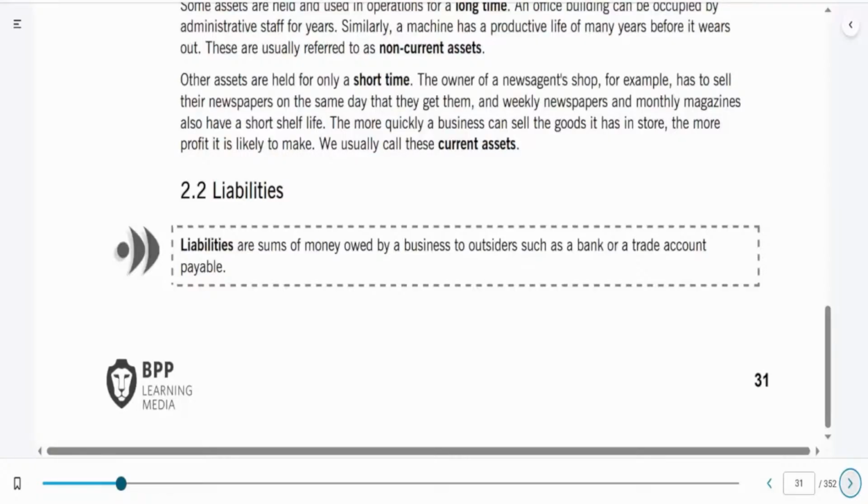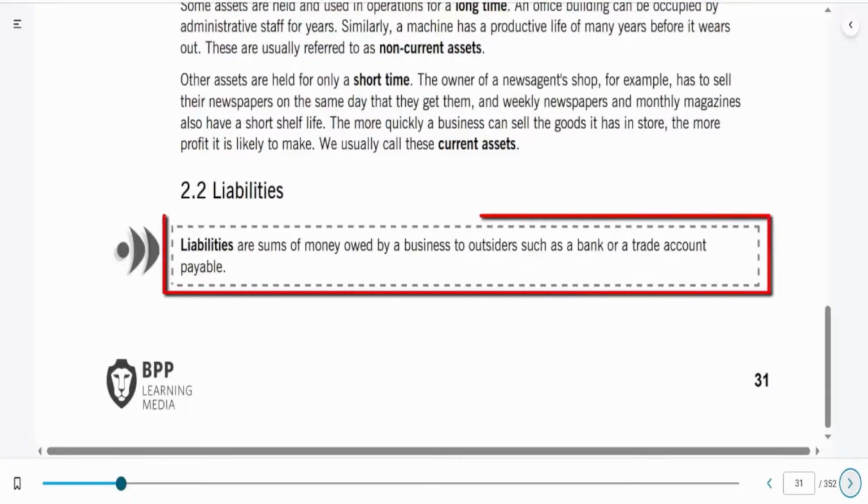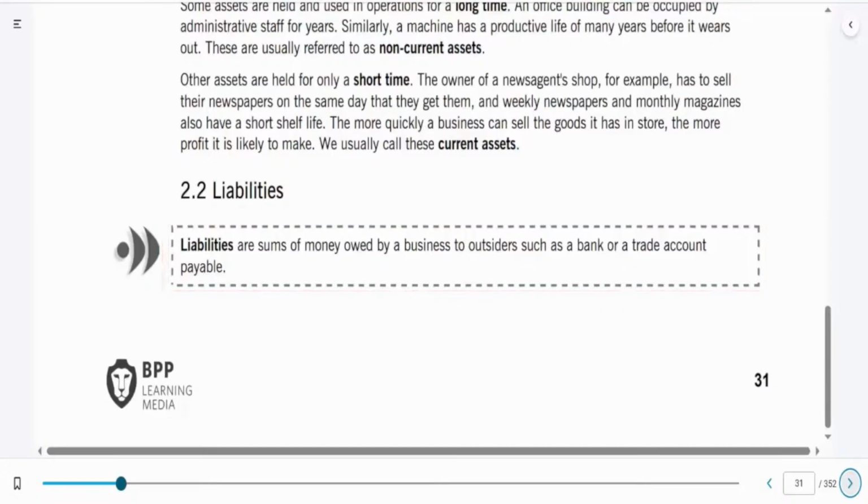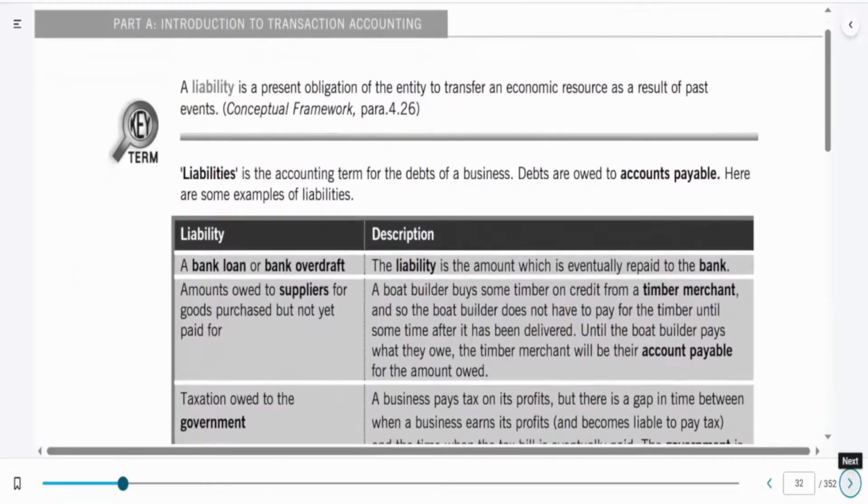What are liabilities? Liabilities are simply the amounts of money that a business owes to others. In other words, liabilities are debts that the business has to pay back at some point in the future. These could be amounts owed to a bank, suppliers, or even the government. In accounting, we use the word liabilities to describe all these different kinds of debts. Whenever a business has borrowed money or has an outstanding bill, it's a liability.